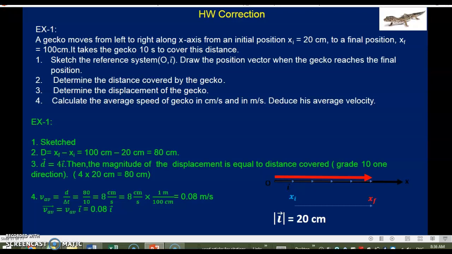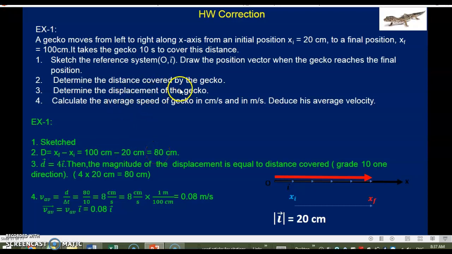Now determine the distance covered by the gecko. As you can see, if you count here, 1, 2, 3, 4, we have 4 unit vectors times 20, so this is 80 centimeter, if I want to think about it graphically. Now by definition, for one-dimensional and one-directional motion, when an object moves only along the x-axis, in one direction, in the positive sense or in the negative sense all the time, its distance is equal to x final minus x initial. In this case, it's 100 centimeter minus 20 centimeter, equal to 80 centimeter.